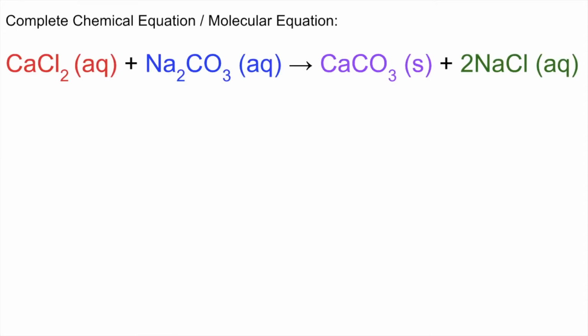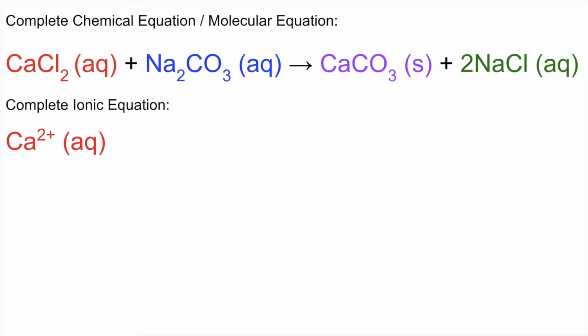So in order to find your ionic equations, you have to start with the complete chemical equation, or you can also call it the molecular equation, and you want to make sure it's balanced. To find the complete ionic equation, all we're going to do is break down each aqueous compound into its individual ions, and we're also going to make sure to write the charge and state of each ion.